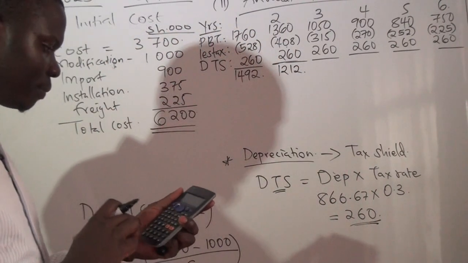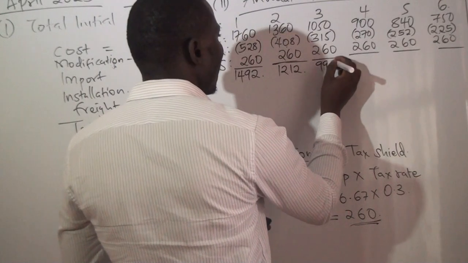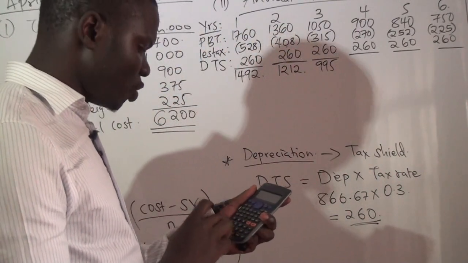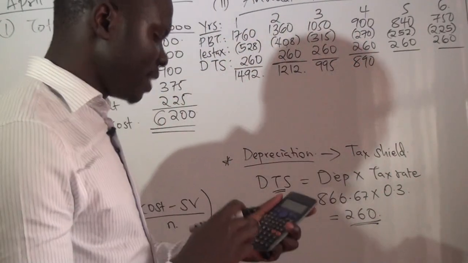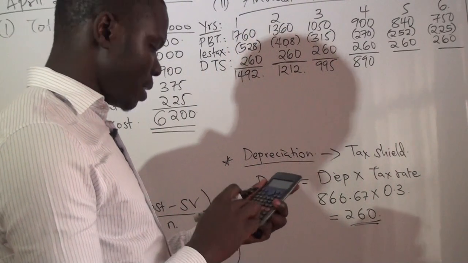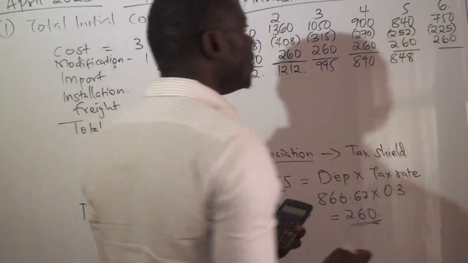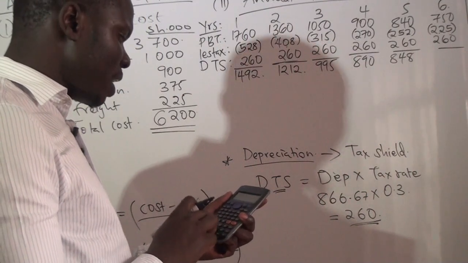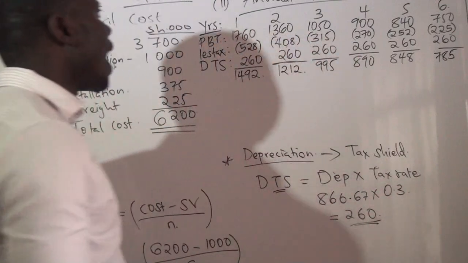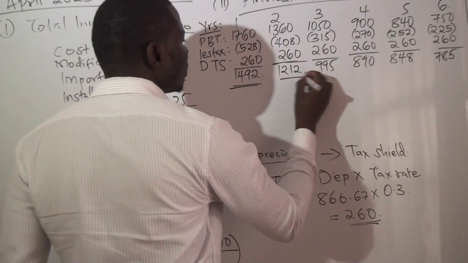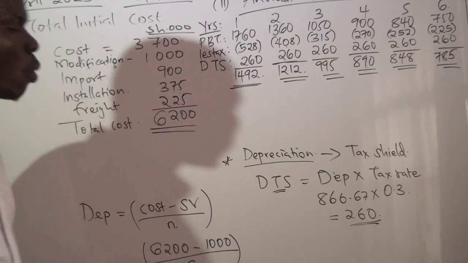1212. Year 3 is 1050 minus 315 plus 260, which is 995. Year 4 is 900 minus 270 plus 260, which is 890. Then year 5 is 840 minus 252 plus 260, which is 848. Then lastly, it's 750 minus 225 plus 260, which is 785. That is our annual net cash flows for all the six year period, and that is how we tackle part B.